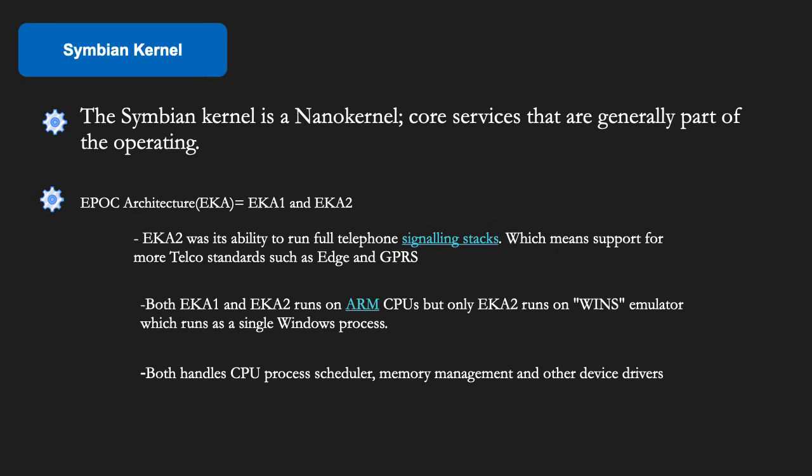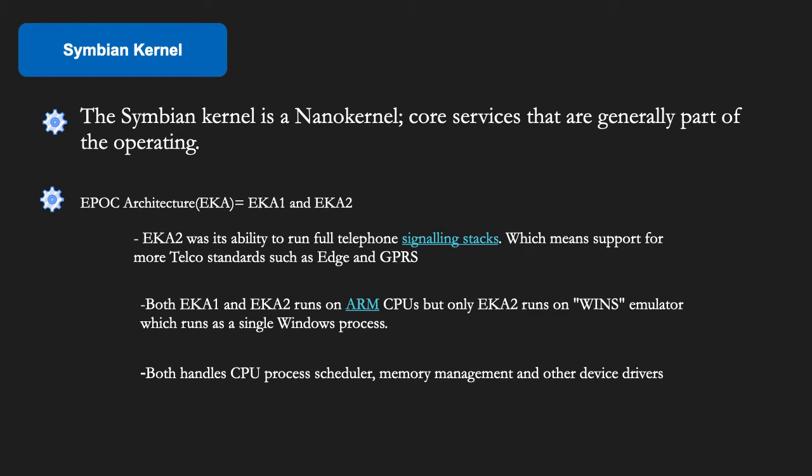And now let's talk about the Symbian kernel in more detail. The Symbian kernel is a nano kernel. The core services are generally part of the operating system. The reason why the kernel is kept to a minimum, or nano, is to conserve the battery resources, and because of the nature of the phone that is always on. So that's why it chooses the nano kernel.